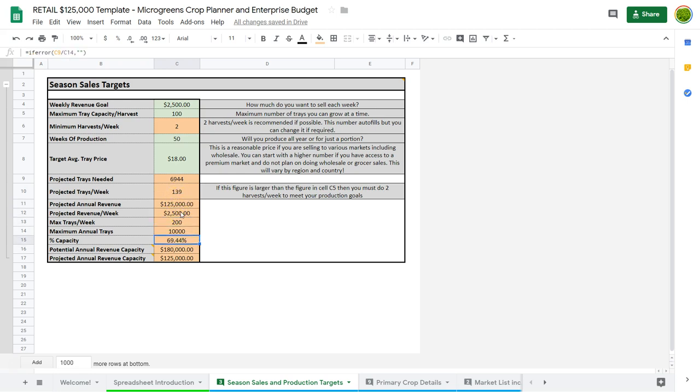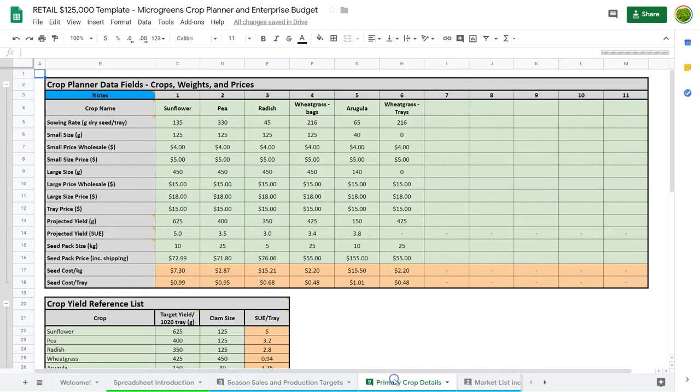So what we can see is our potential revenue capacity, at 200 trays a week, is about $180,000 if we're looking at $18 a tray. So we're not at full capacity of our system by doing this, and that's a good start. As we move along, we're feeding information into the spreadsheet, which later is going to make planning a lot easier.